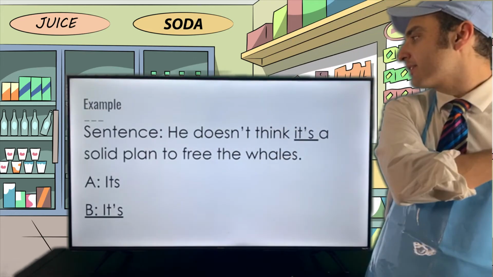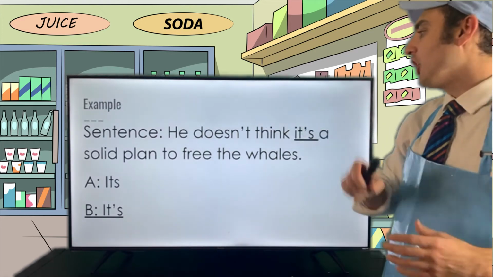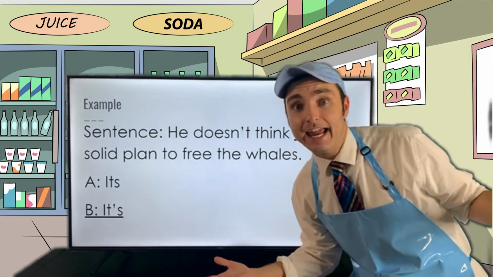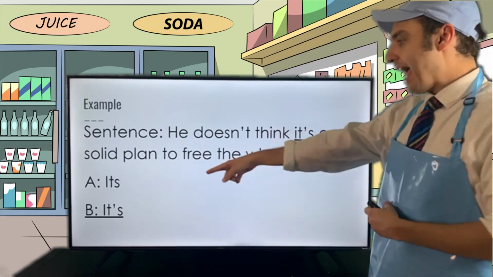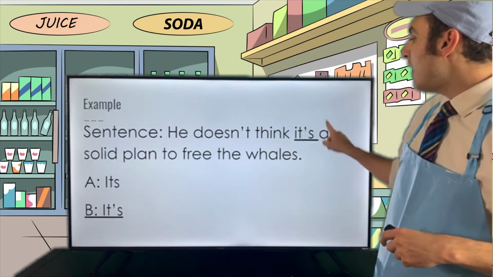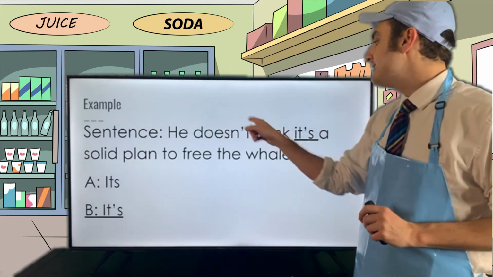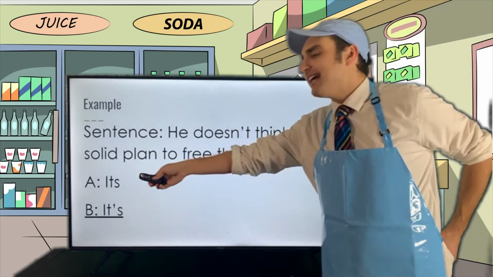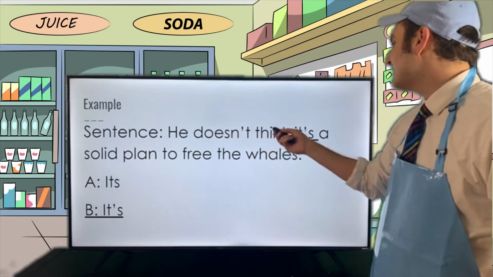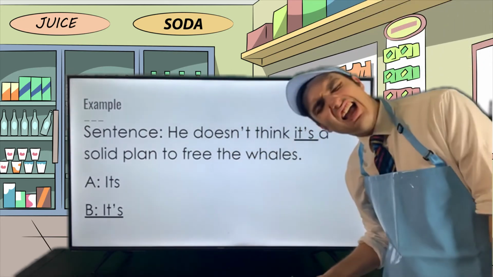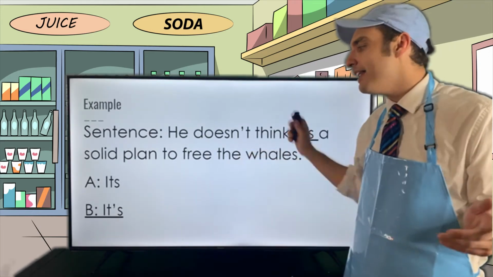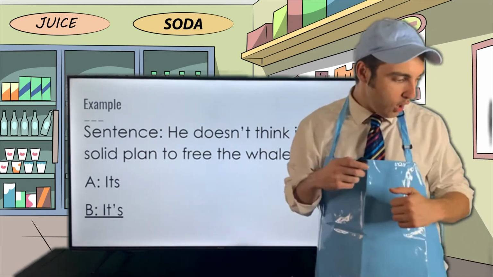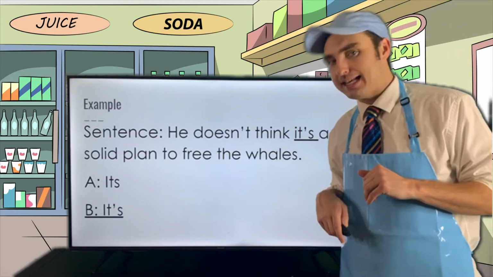Ooh, bam! He doesn't think it's a solid plan to free the whales. The correct answer is B! B for baloney! Absolutely. So we have the contraction being used here. He doesn't think it is a solid plan to free the whales. The possessive form in this case wouldn't work. He doesn't think it's a solid plan. Huh? It's like, what is it owning? Nothing. So it is the contraction it's. Woo woo! Let's go to the next example.